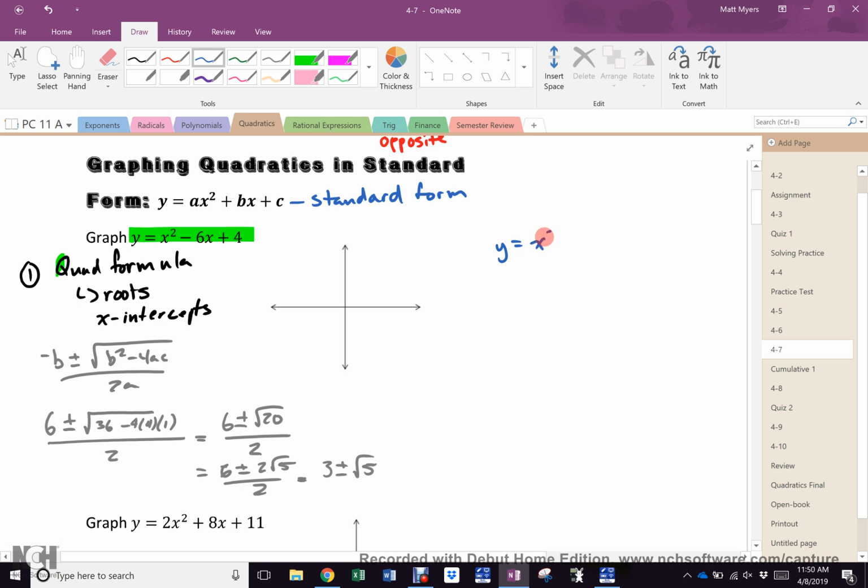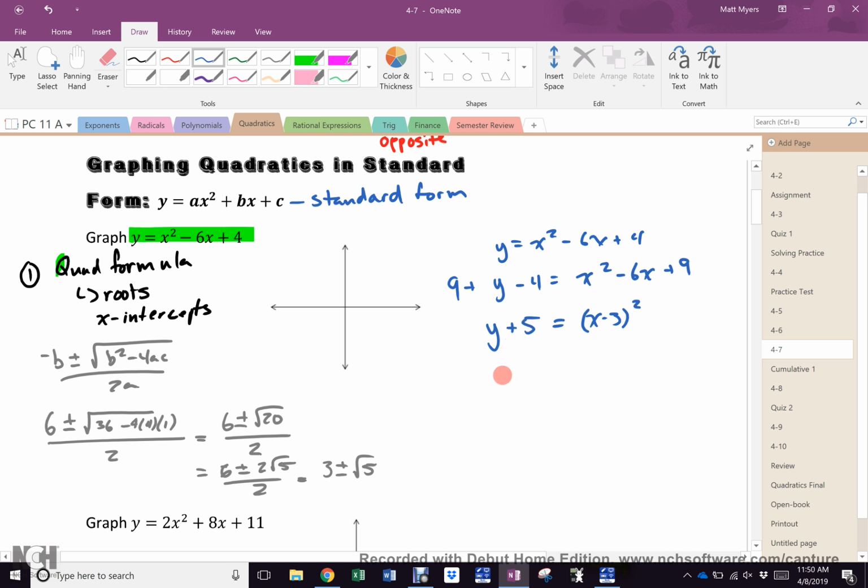Y equals x squared minus 6x plus 4. I don't like that 4 there, right? So y minus 4 equals x squared minus 6x. What's half of 6? 3 squared? 9 plus 9. How much did I add to this side? So how much do I add to this side? Plus 9. Now I have y plus 5 equals (x minus 3) squared. Yes? Everybody cool?